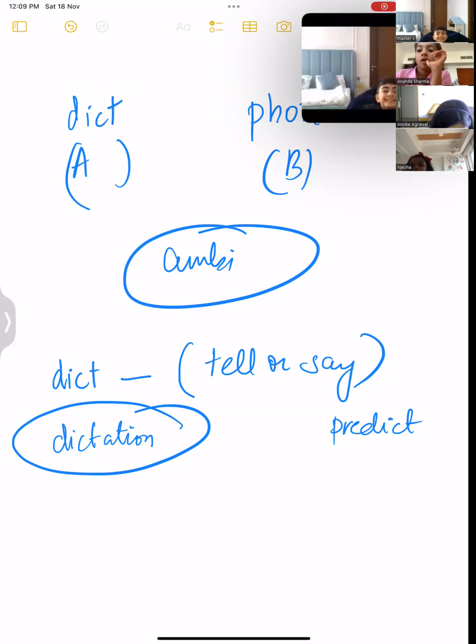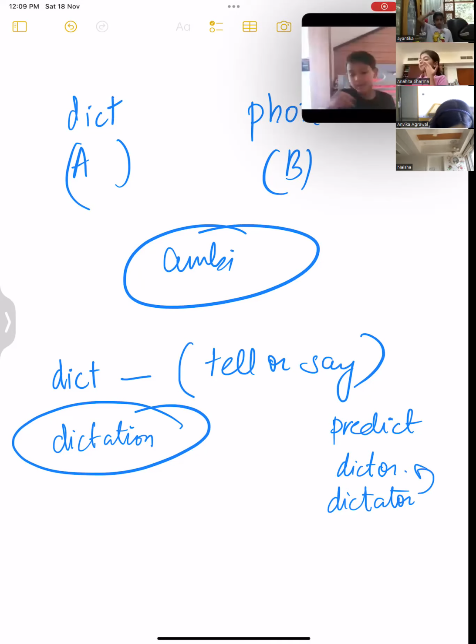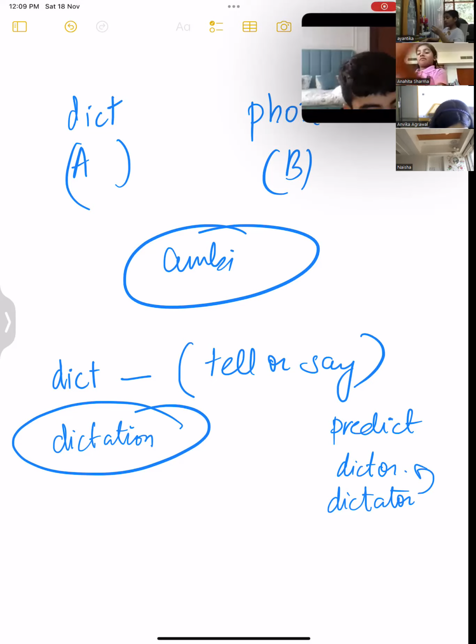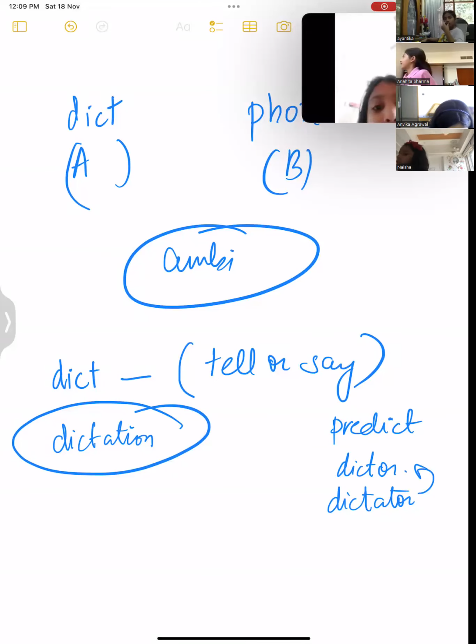Dictor. I don't know dictor, but I know one word, dictator. Shamoil, please Google if there is any word as dictor. No, ma'am, I was typing dictator, but I forgot to type. Everyone give me the spelling of predict, dict. Now I'm going to help you in finding new words, okay, Anahita? Anahita has to give me a word. We're just playing with words.